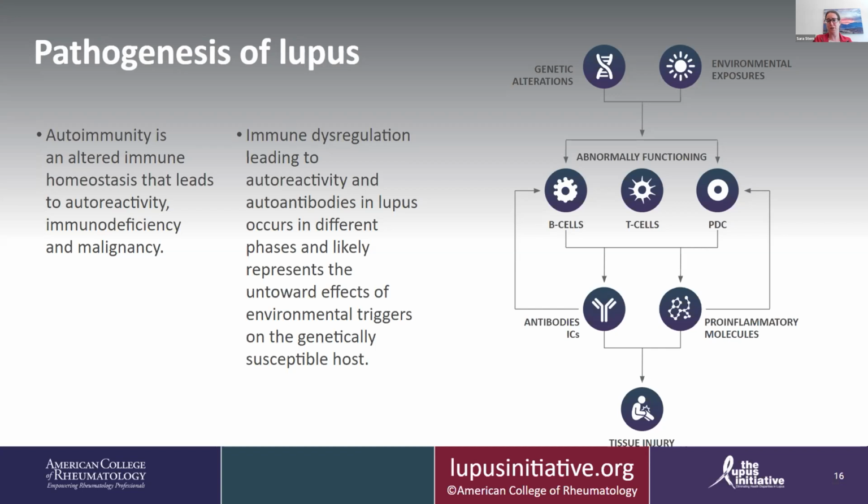So the police officers in lupus are not working well, and they're not tracking down and getting rid of the bad cells that cause autoimmunity in lupus. We don't know why this happens. It's caused by a little bit of genetics, and maybe more in some cases, but a little bit of genetics, a little bit of environment, and a lot of bad luck.